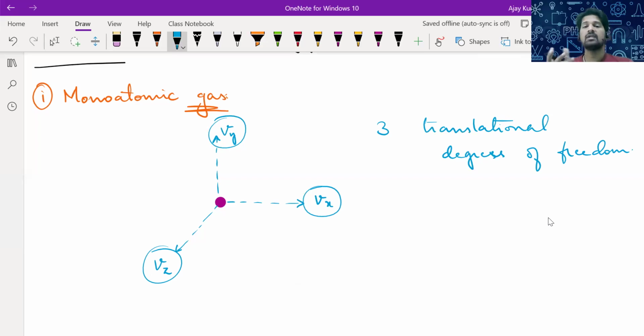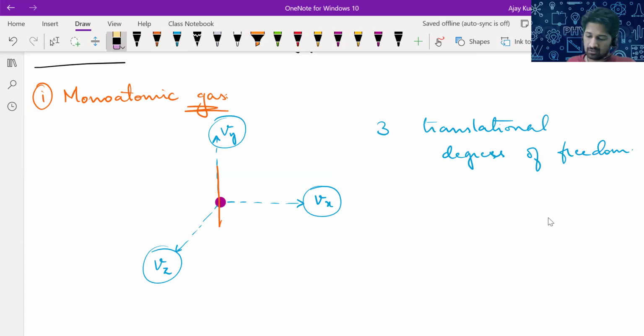What about rotational kinetic energy? We know that kinetic energy is of two types, translational and rotational. Translational is half mv square. Rotational is half I omega square. Okay, we had discussed this in rotational mechanics. I stands for moment of inertia. Now, it's a monoatomic gas. There's only one particle. There's no system. The moment of inertia of a single particle when it rotates about itself is zero, because the particle lies on the axis of rotation.